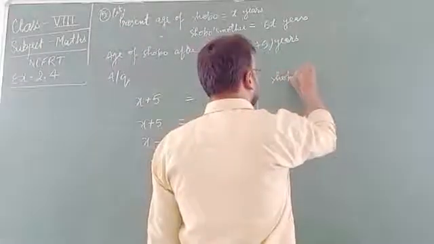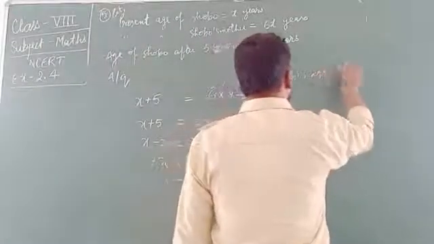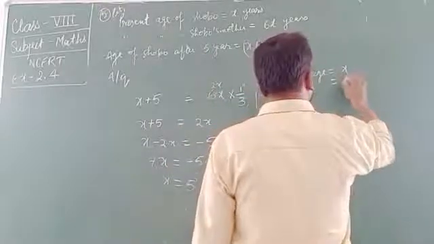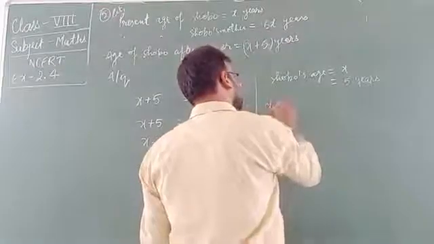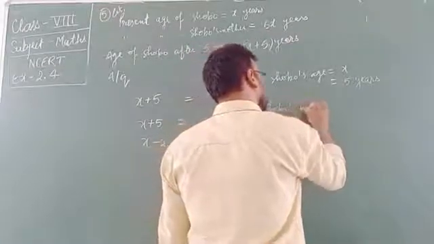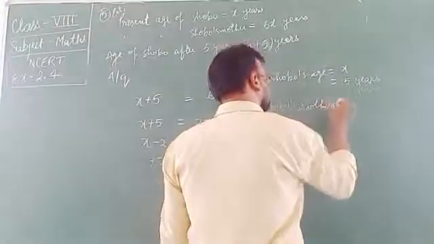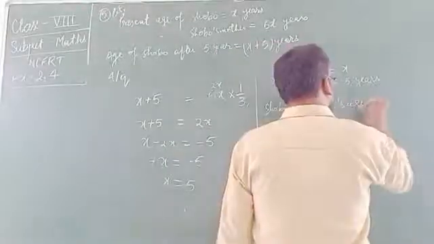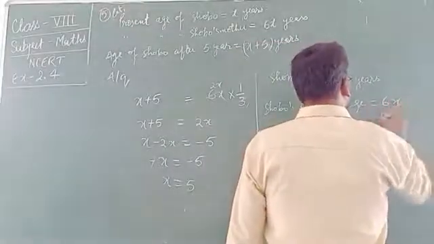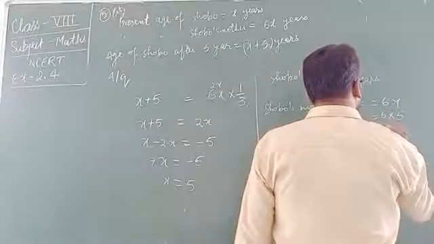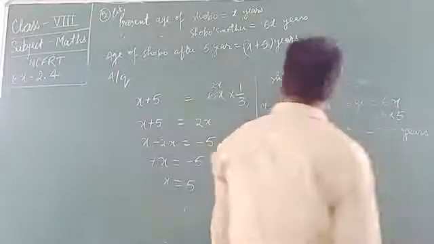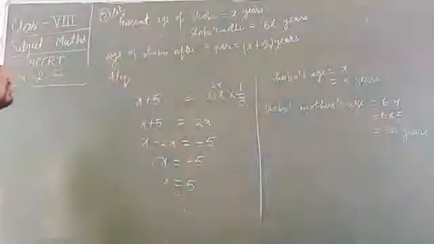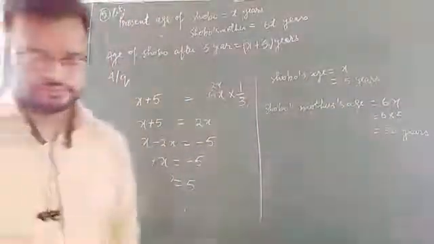And now the answer is: Shoboj's age equals x, that is 5. And Shoboj's mother's age we let as 6x, that is 6 into 5, it is 30. This is the answer of question number 5. Okay.